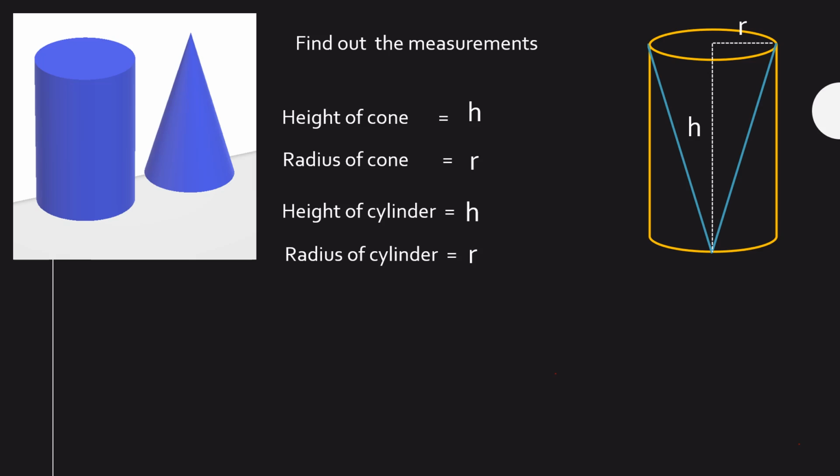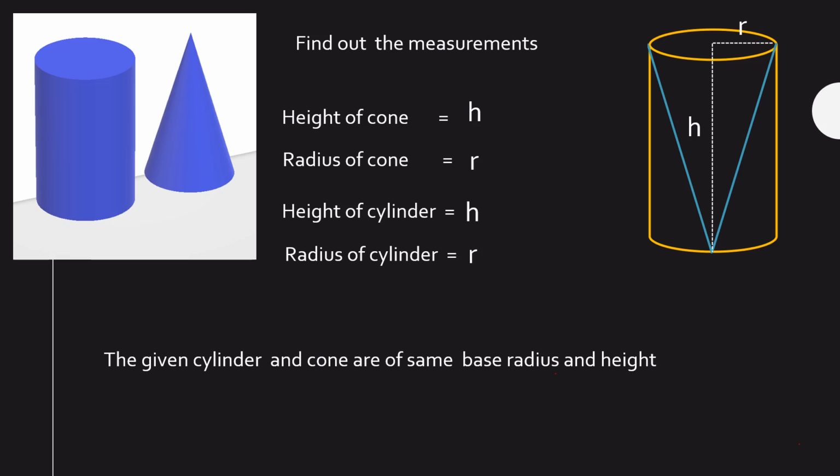Now, can you summarize all these answers in a sentence? What I am asking is, can you represent your findings in a sentence? The height, radius of this cone and cylinder in a sentence. Write it down and I will ask you. Okay, now can you read out your answer? Very good. The given cylinder and cone are of same base radius and height, isn't it? Height of cylinder and cone are same. Radius of cylinder and cone are same.